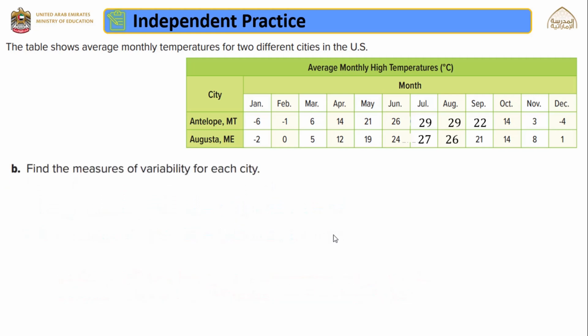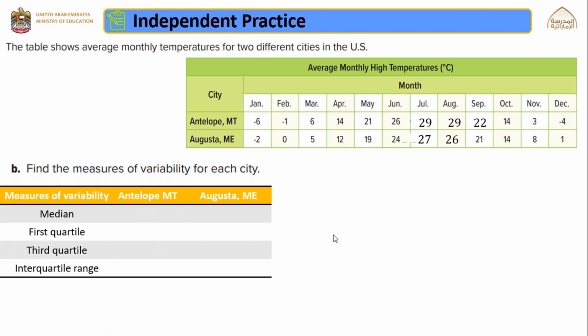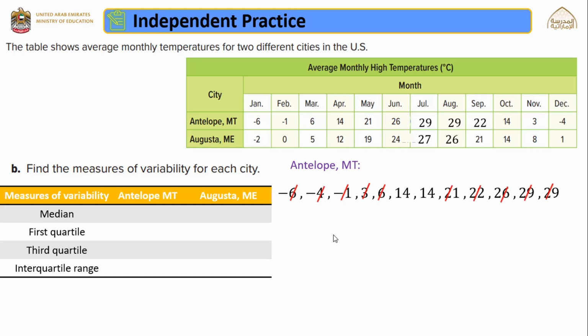B. Find the measure of variability for each city. We will find the median, the first quartile, the third quartile, and the interquartile range for each city. We'll start with Antelope, Montana, ordering the data from least to greatest to find the median, canceling from right and left. We end up with two values in the middle, so the median is the mean of these two values. The median is 4. The first quartile is the median of the lower half, and the third quartile is the median of the upper half. The interquartile range is the difference between the third quartile and the first quartile, which is 26 minus negative 1 equals 27.